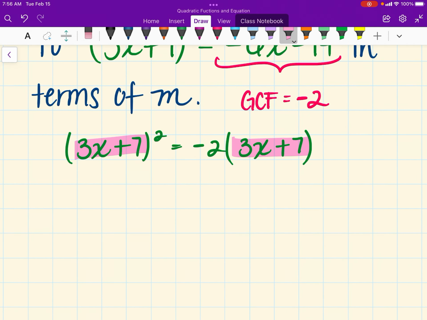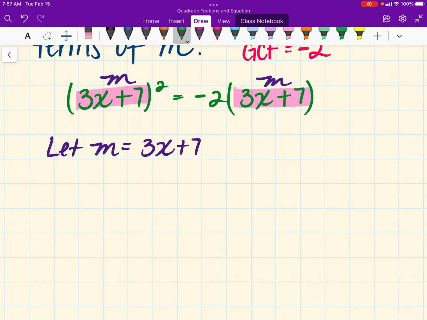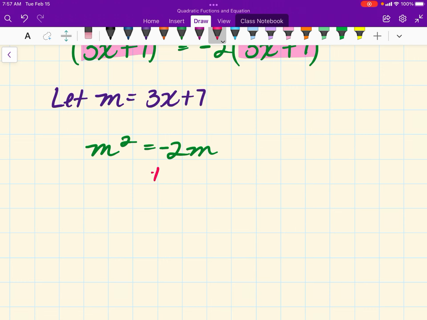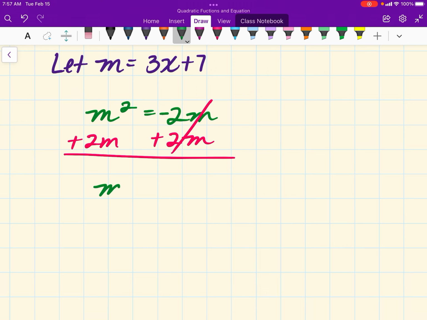So in this case, I'm actually going to say, let m equal 3x plus 7. So wherever we see a 3x plus 7, we'll replace it with an m. So then that's going to become m squared equal to a negative 2m. Once again, let's make our equation here equal to 0. So I'm going to go ahead and add 2 to both sides and add 2m. So that's going to give us m squared plus 2m equals 0. And that would be the equivalent form.